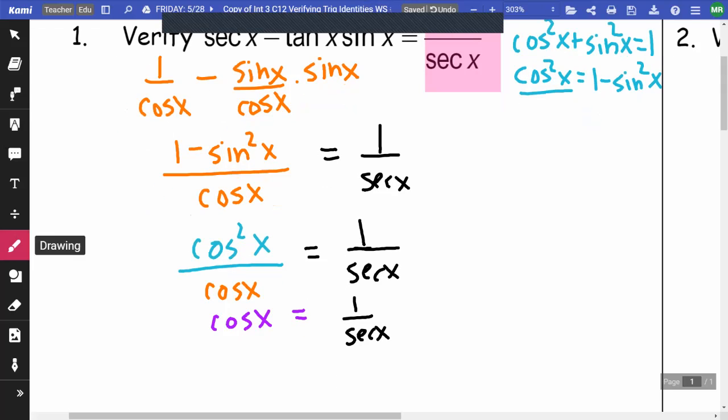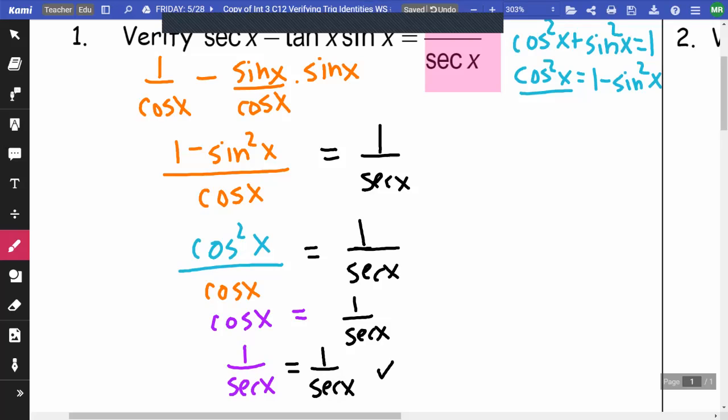And the reciprocal of cosine x is secant x. So I can rewrite cosine x in terms of its reciprocal. So cosine x is the same as 1 over secant x. And so I get 1 over secant x equals 1 over secant x. Check.